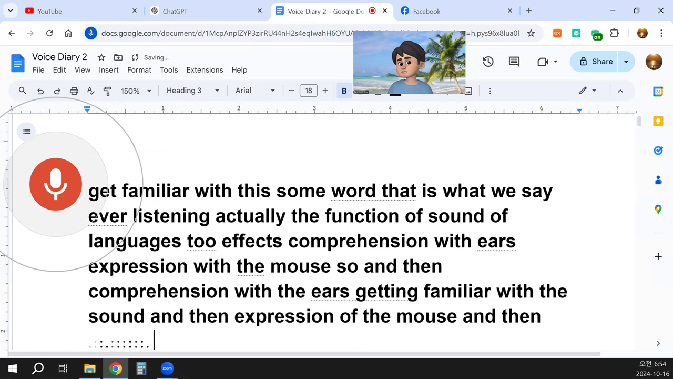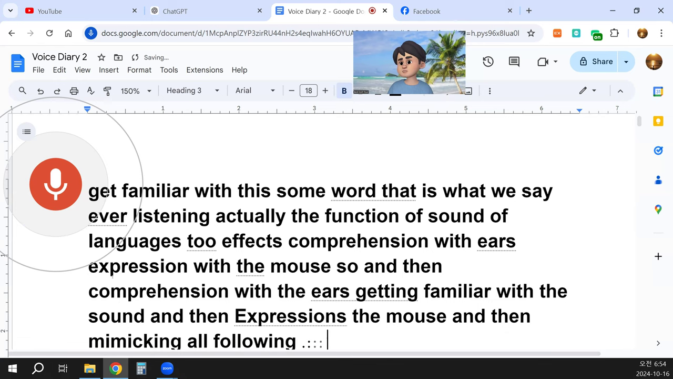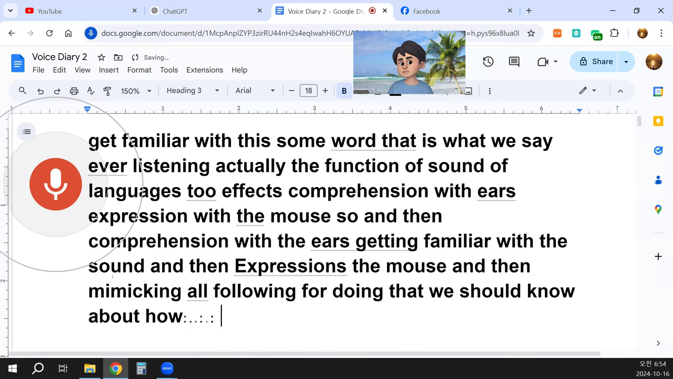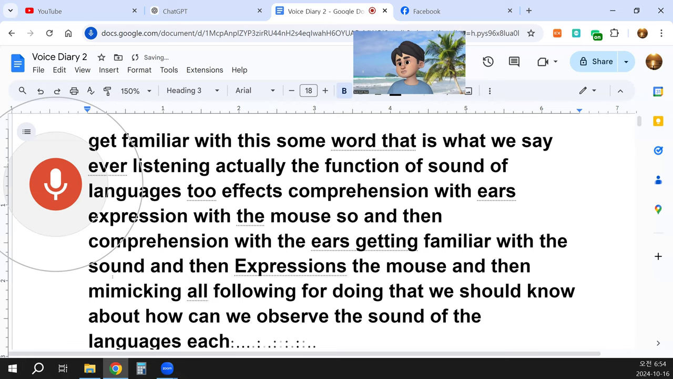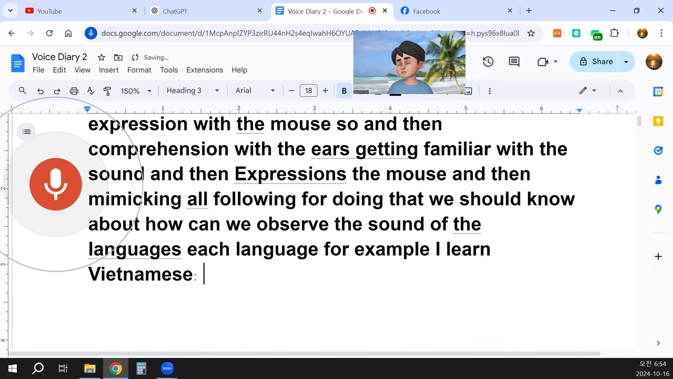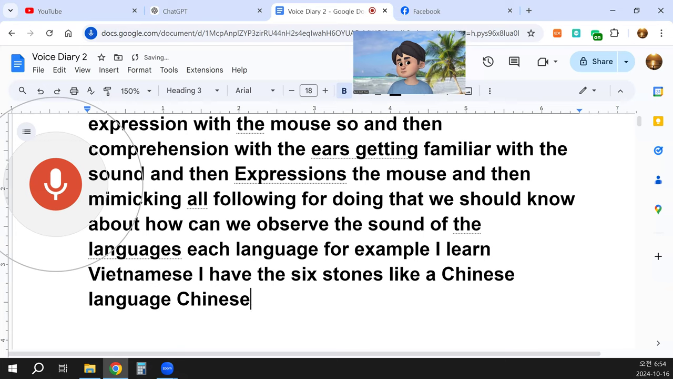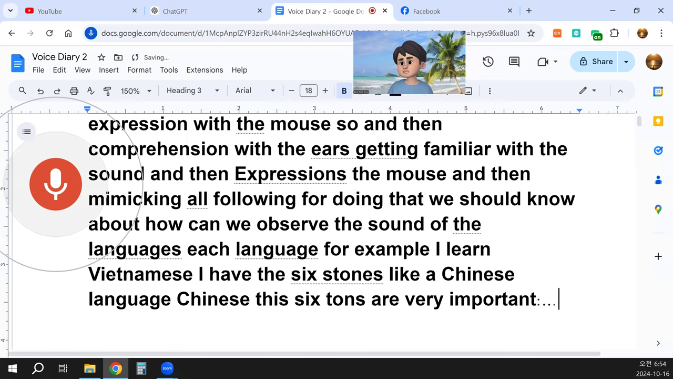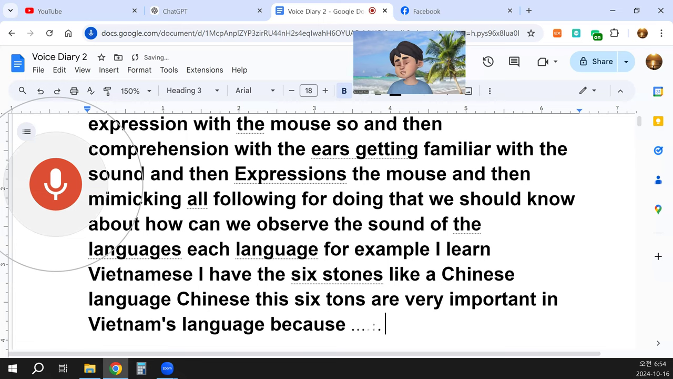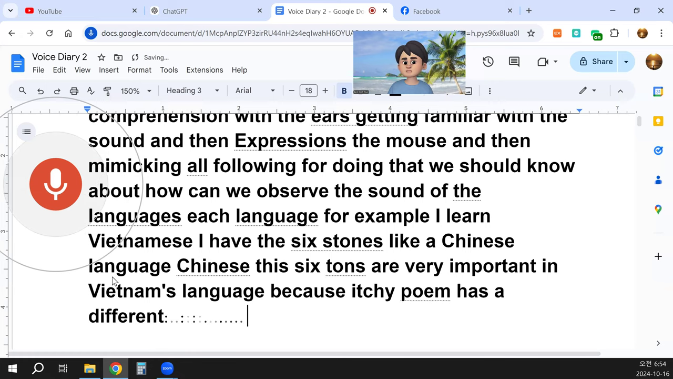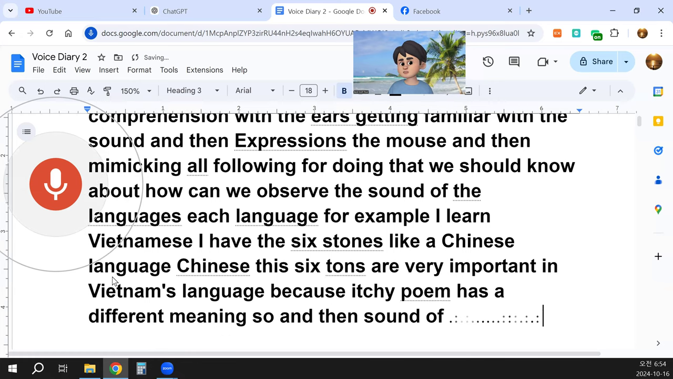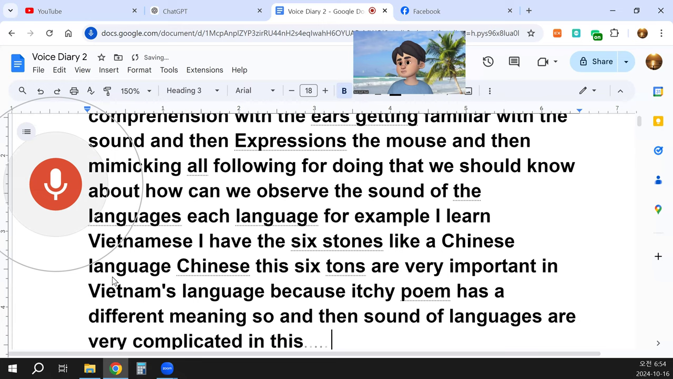Comprehension with the ears is getting familiar with the sound, and expression with the mouth is mimicking or following. For doing that, we should know how to observe the sound of each language. For example, I learned Vietnamese, and Vietnamese has six tones, like Chinese languages. Chinese has four tones. These six tones are very important in Vietnamese because each tone has a different meaning. So the sound of languages is very complicated in this situation.